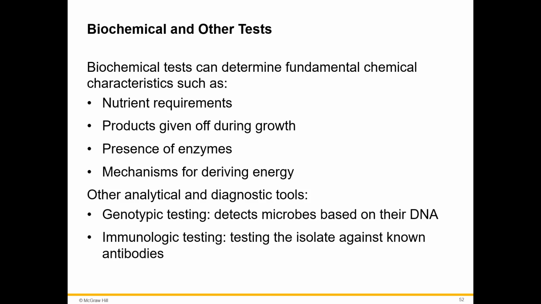There's biochemical and other types of tests. So biochemical tests can determine fundamental chemical characteristics, such as nutrient requirements, products that are given off during growth, the presence of particular enzymes, and their mechanisms for deriving energy. In the next set of lecture series, we're going to be talking about biochemical tests in detail. Other analytic and diagnostic tools include genotypic testing and immunologic testing. Genotypic testing detects microbes based on their DNA, and immunological testing tests the isolate against known antibodies.